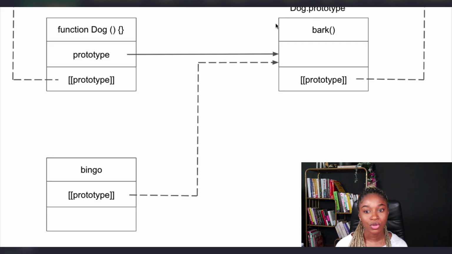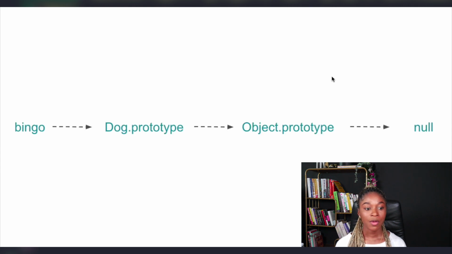But if dog's prototype object did not have this bark property, JavaScript will move up the prototype chain again. Now, each link in the prototype chain will be walked through one link at a time until it finds a matching property name, or the link gets terminated when it gets to Object.prototype. Because Object.prototype serves as the final link on the prototype chain, it has null as its own prototype.